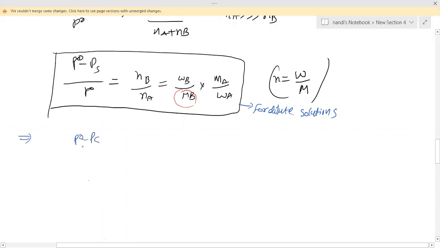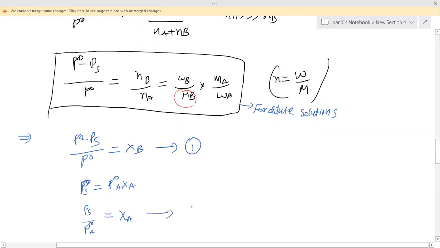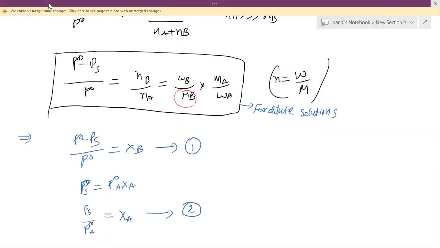(P naught minus PS) by P naught equals XB. Assume this is equation 1. We know that PS equals P naught A XA. So I can write PS by P naught, or P naught A, equals XA. This is equation 2. I am taking pure component A, that is the solvent.